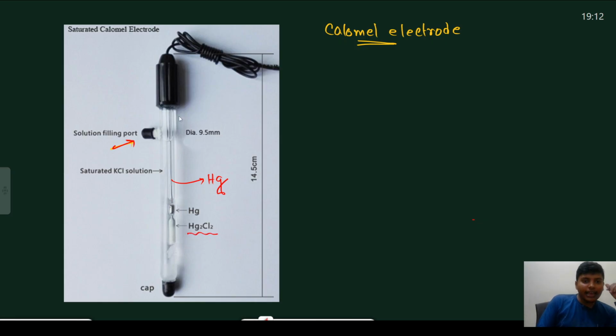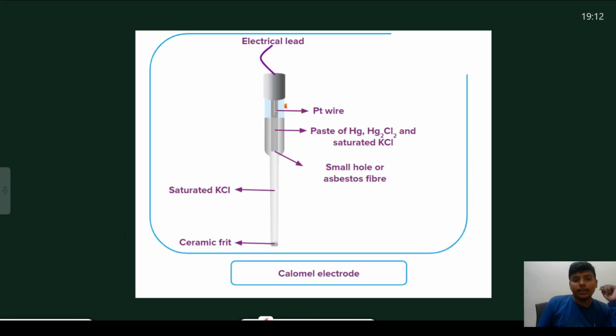And this line, can you see the photo here? Yes, sir. There is a line, and this is nothing but platinum wire. I can show you in detail. See, this is the electrical wire, and it will come outside. This is platinum wire, and there is a paste of silver and Hg2Cl2 with saturated KCl.